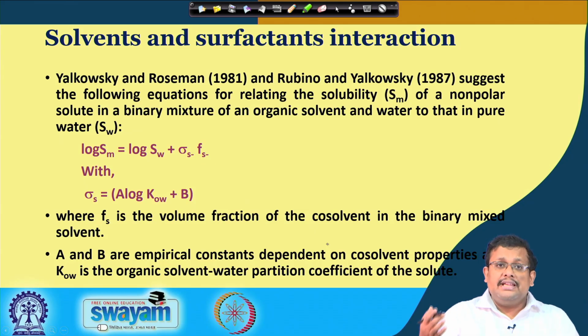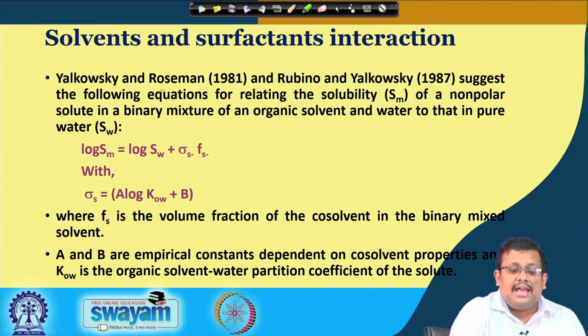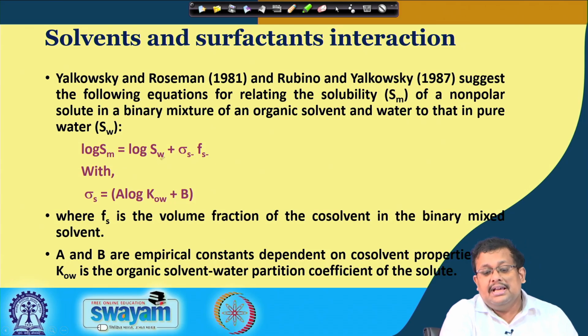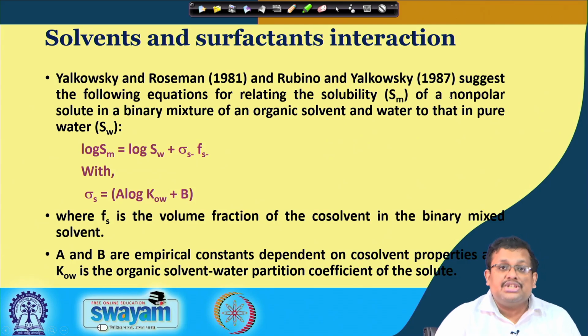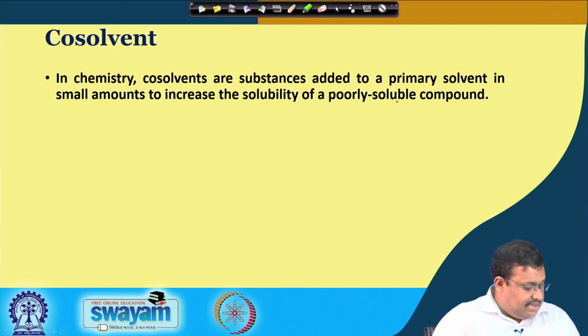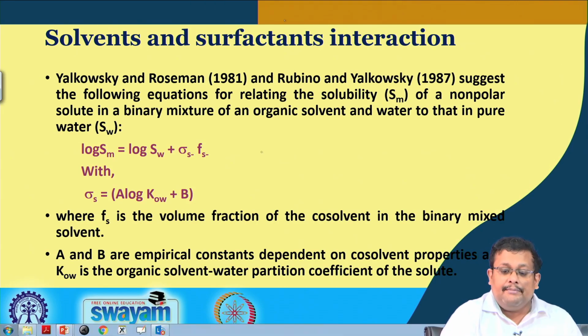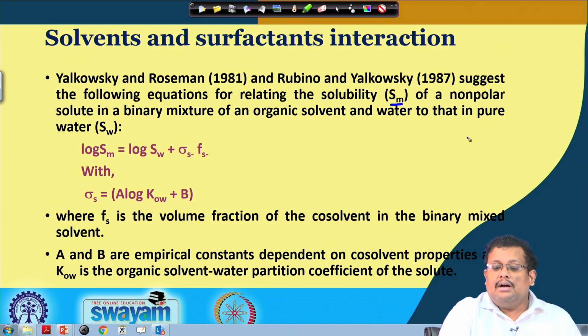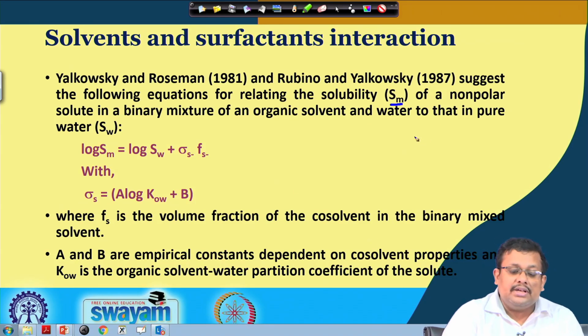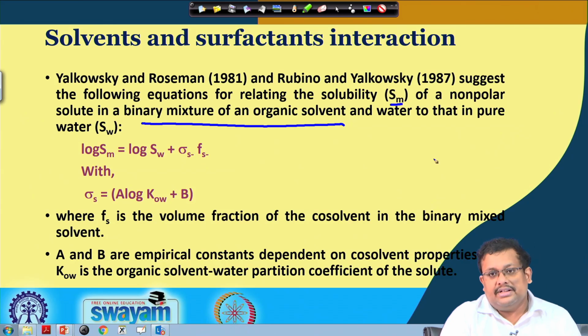If we consider more details about these solvents and surfactants interaction, we will see that these two scientists, Yalkowsky and Roseman in 1981 and Rubino and Yalkowsky in 1987, suggest the following equation for relating the solubility, if we consider solubility as Sm. They have proposed this equation which basically relates the solubility of a nonpolar solute in a binary mixture of an organic solvent and water.